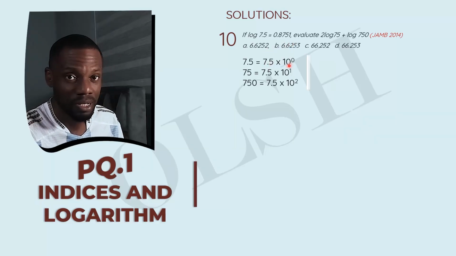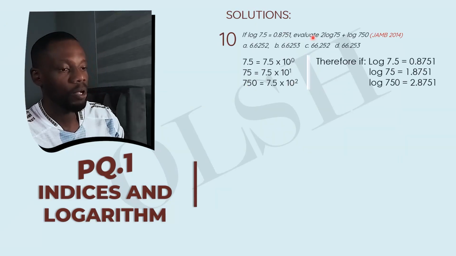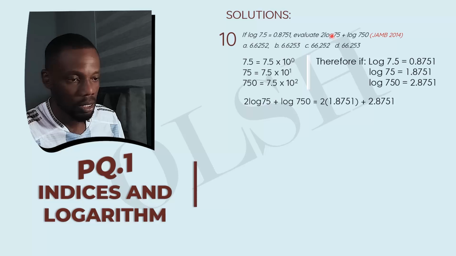You will understand perfectly. These things are not difficult. You just know from looking at this that for 75, log is going to be 1.8751. For 750 it is going to be 2.8751. So if you have to simplify this, we have 2 log 75 plus log 750 to be 2 times 1.8751. We got 0.8751 here as our mantissa already.